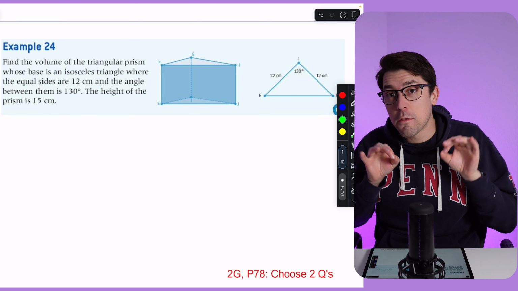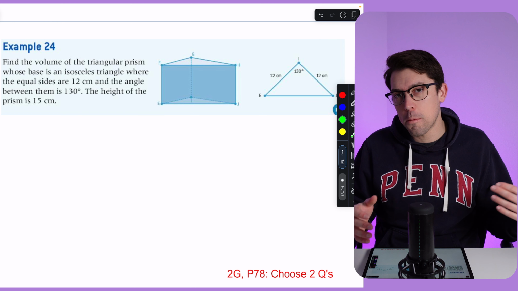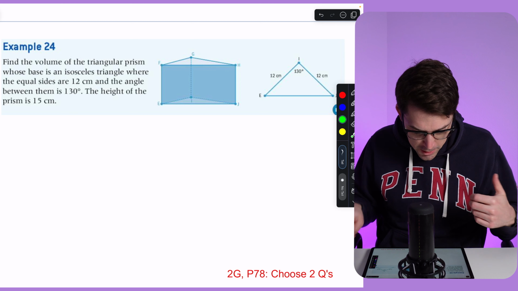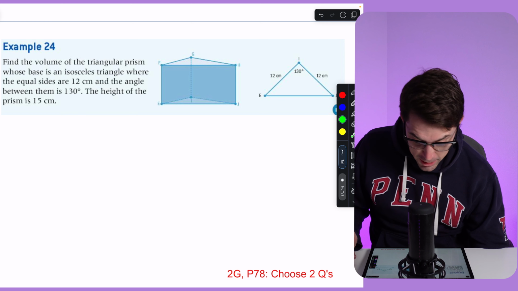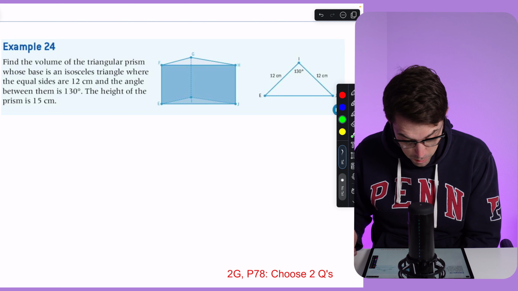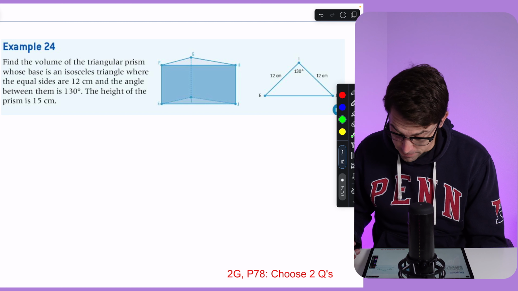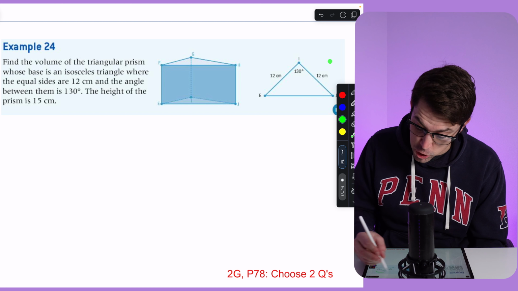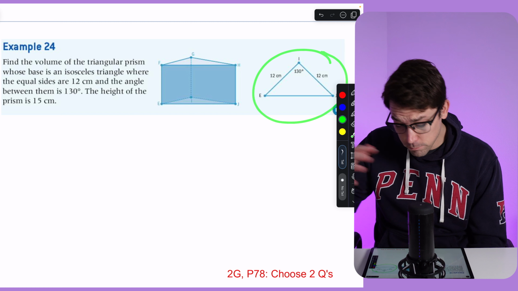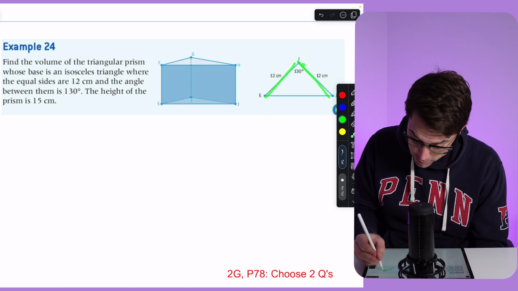Now let's take a look at another volume problem, but this time we're going to use the same exact approach, but we're going to use a formula from one of our previous videos. So let's find the volume of a triangular prism whose base is an isosceles triangle with equal sides 12 and the angle between them being 130. The height of the prism is 15. Now this problem was very nice and it already extracted the triangle out of the problem. So 12, 12, and 130.